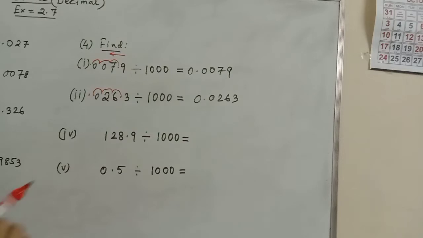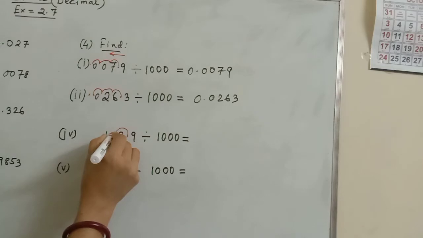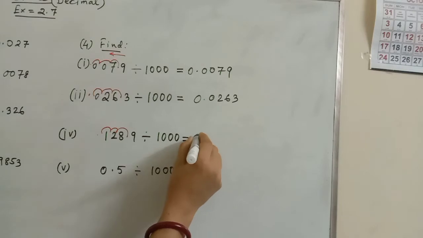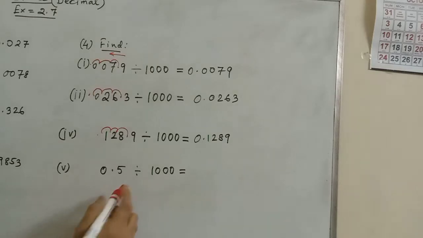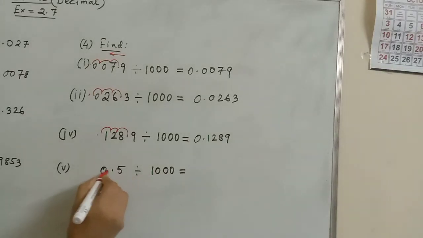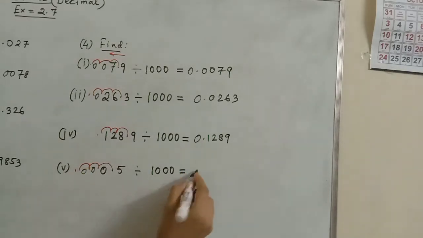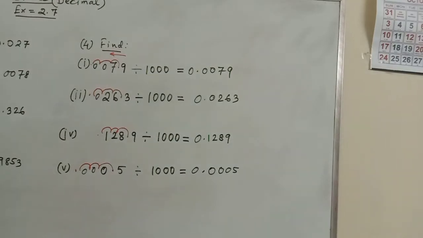0.0263. Next, 128.9 divided by 1000. 1, 2, 3. Here the point will come. So 0.1289. Here the point will move 3 places, as it was 0.5. So 1, 2, 3. The point will come here, and these places will be occupied by zeros only. So 0.003005. These are the answers of this question. Come to the next question.